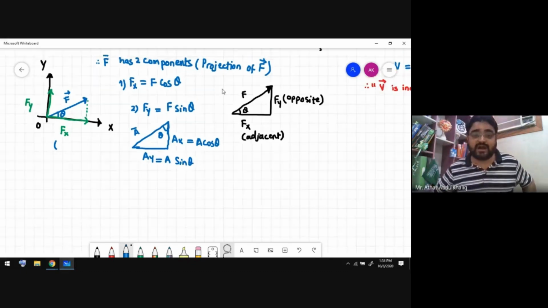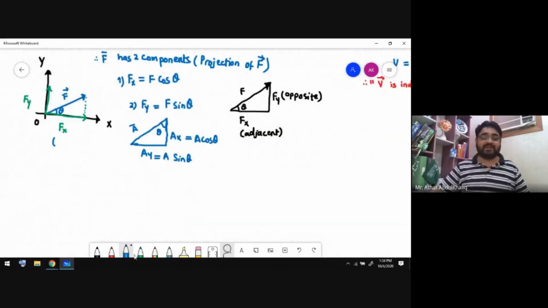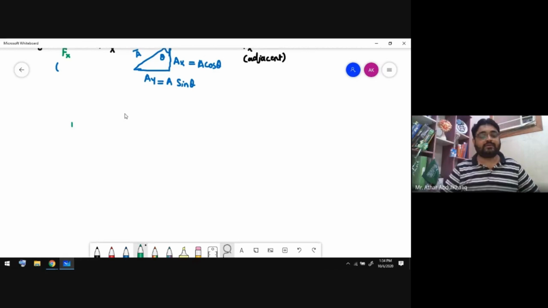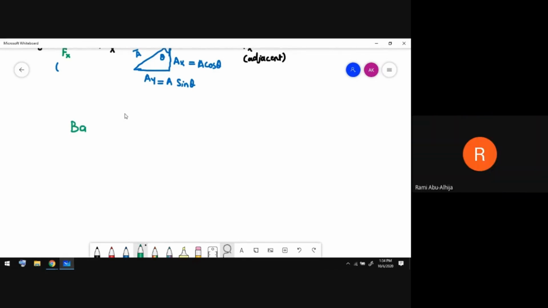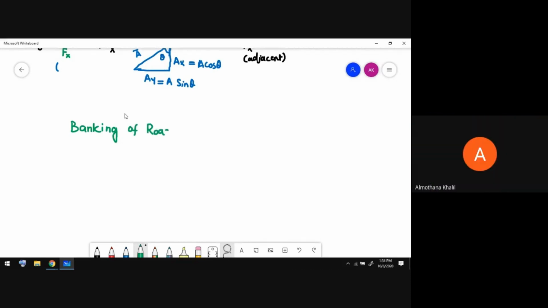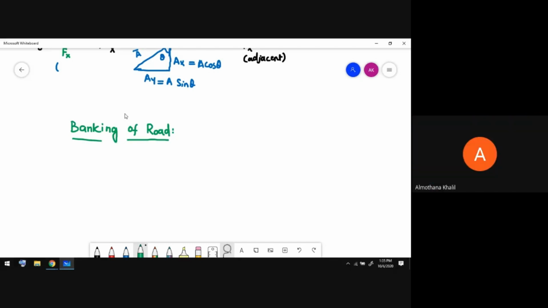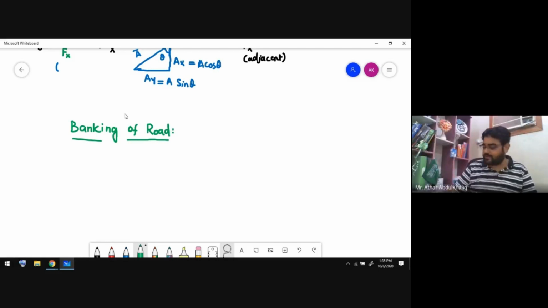Secondly, one more thing I already discussed, that normal force is always perpendicular to the surface. Now I am getting back to the banking of road. Can you see on your screen? I wrote it. Banking of road. Okay, what do you mean by banking of road? Well, I think when the edges of the straight road are tilted upward a bit. Okay, very good.